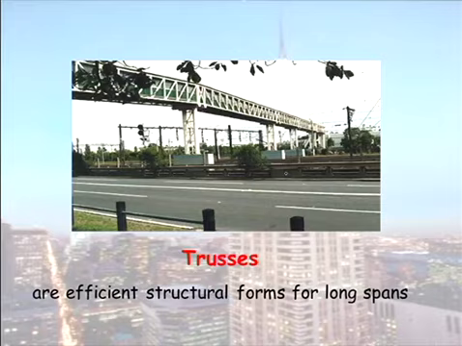Trusses are actually efficient structural forms for long spans. We have something that needs to span 2 metres. The easiest thing is to get a beam, a piece of wood. You don't want to go making up a triangulated piece of wood. Okay, it's expensive. So trusses cost more to manufacture, but they are very efficient when it comes to long spans.